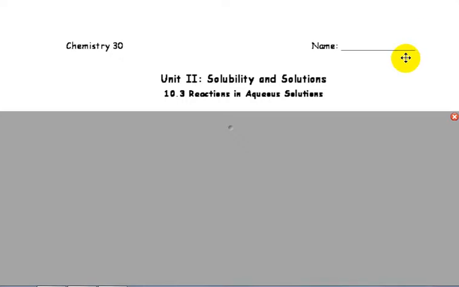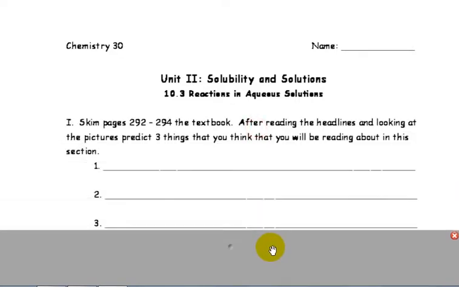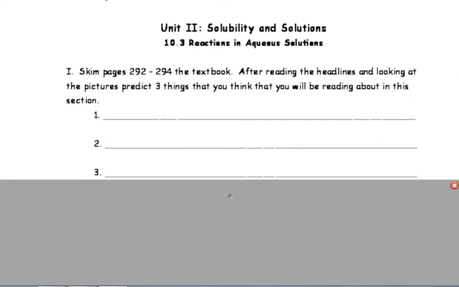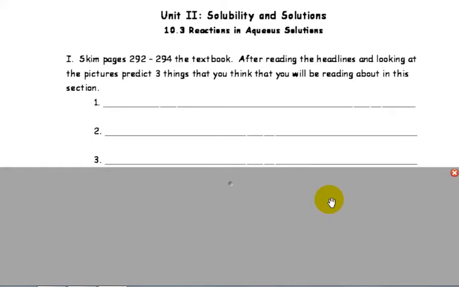Welcome back, Chem 30. So we looked at that little demo with precipitate formation. Now we'll look at the rest of this booklet. This pertains to pages 292 to 294 of the textbook.